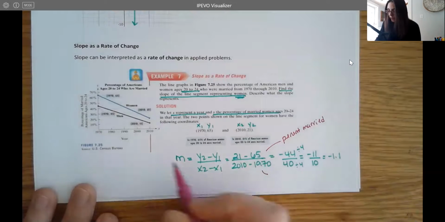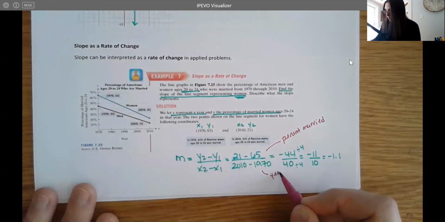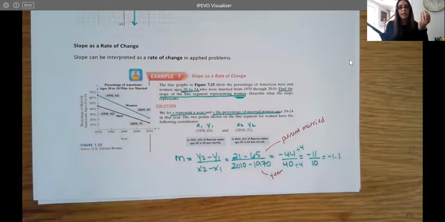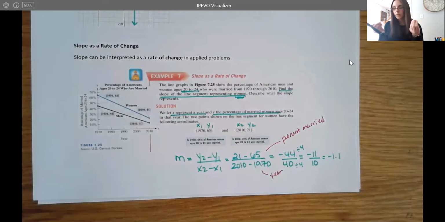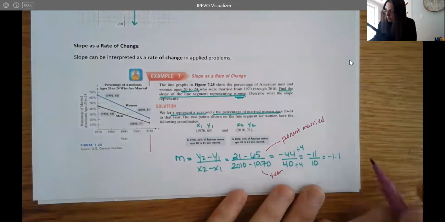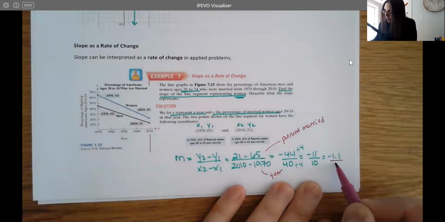And then the bottom here represents the year, right? So we're really comparing the percent who are married versus the year. And our rate of change is negative 1.1. So what this is saying to us, and one thing to note here, if you don't have a denominator, there is always a 1 there.